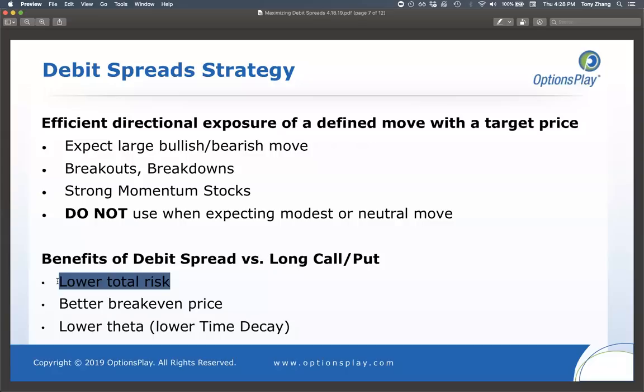And what that does is it really magnifies my returns when I am correct on the trade, but minimizes my risk when I'm wrong on that trade. And that's really the key to more profitable trading. You can be more profitable by finding better trades, but you can also be more profitable by simply limiting your risk. And that's really one of the key reasons why debit spreads are one of the more efficient ways to deploy your capital.